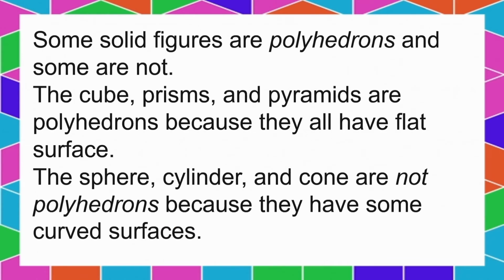Some solid figures are polyhedrons and some are not. The cube, prisms, and pyramids are polyhedrons because they all have flat surfaces. If there are flat surfaces, that figure is a polyhedron. The sphere, cylinder, and cone are not polyhedrons because they do not have flat surfaces. Rather, they have curved surfaces. So let's move on.